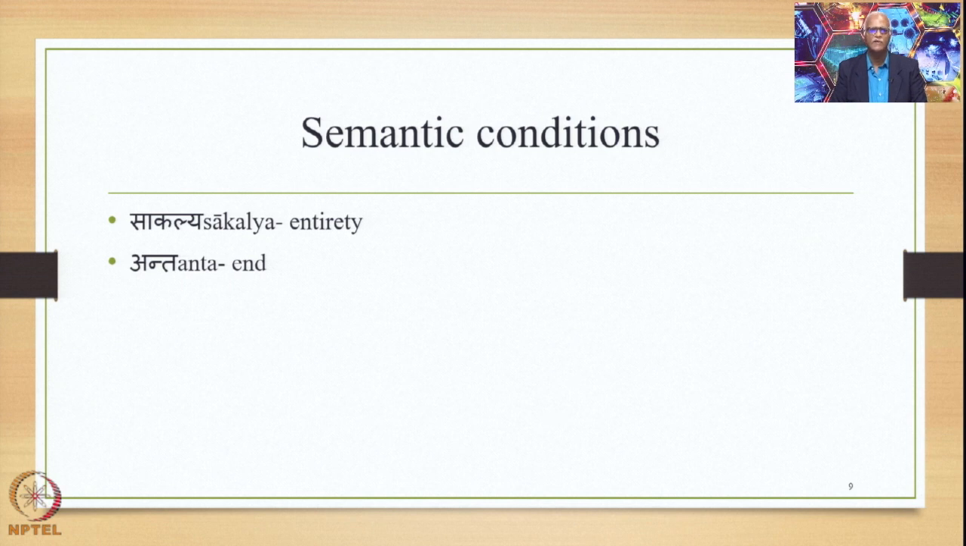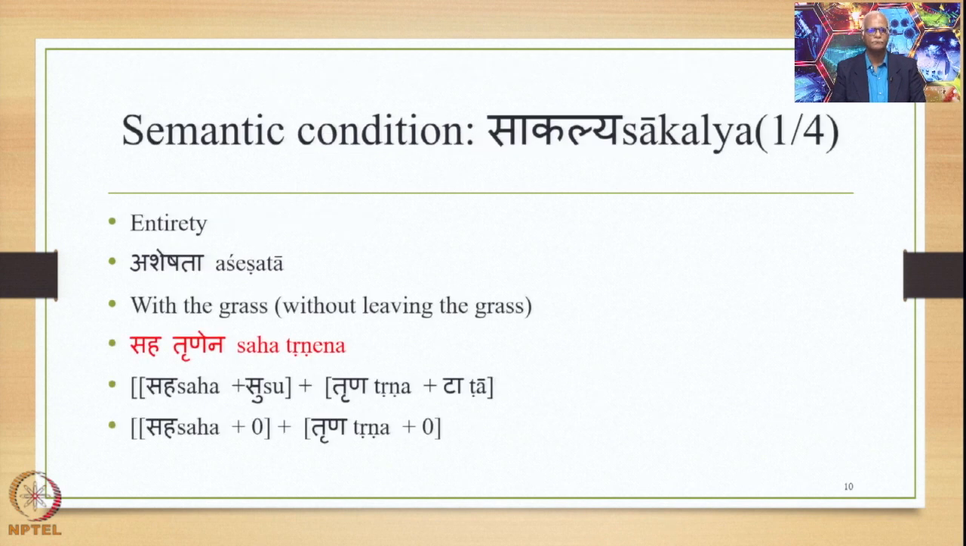They are sakalya, that is entirety, and anta, that is end. Let us study them one by one, and how the tradition interprets these is also a matter of study. So let us first study sakalya, which means entirety. The tradition explains the word sakalya by the word asheshata, where nothing remains, everything is covered.